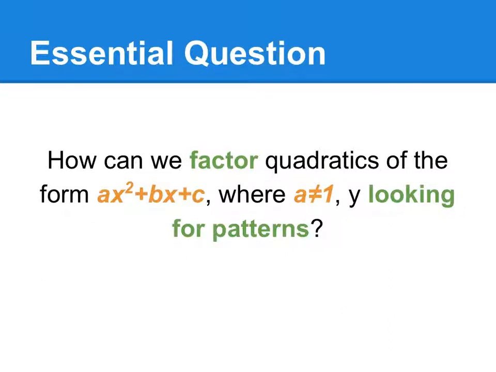Alright, so welcome to the third video of the unit. In this unit we're going to look at the same stuff we've been looking at the two classes before, except we're going to look at the case where a does not equal 1. So how can we factor quadratics of the form ax squared plus bx plus c where a does not equal 1 by looking for patterns?